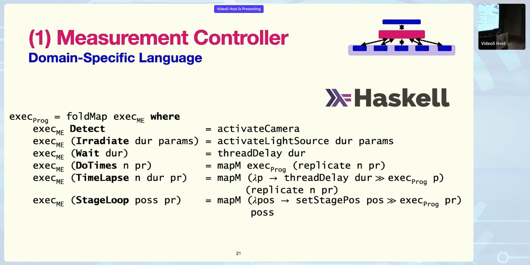Also, the semantics is kind of straightforward. As we have a list, we can just use a fold map. And executing a measurement element is also activating the camera, activating the light source, introducing a thread delay, and so on. So what we see actually is that on the programming language side, it's not very exotic. It's simple what we use, but on the domain side, it makes it different because they can nest programs, they can make custom experiments.